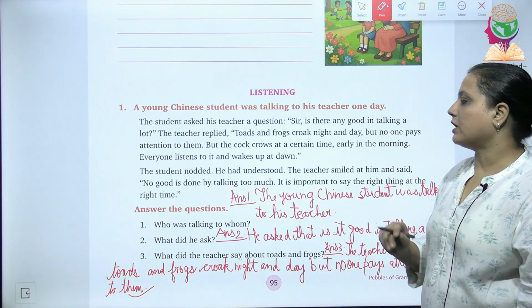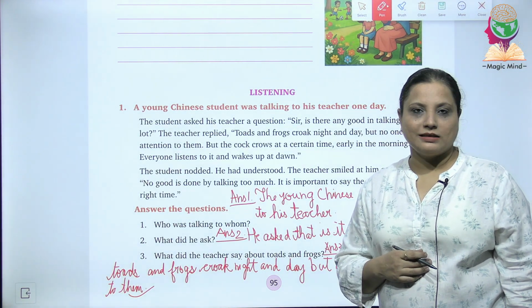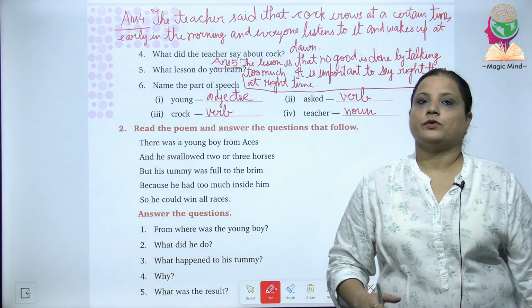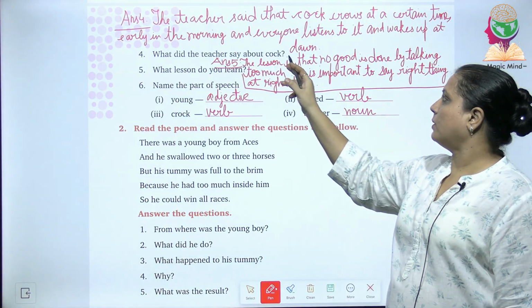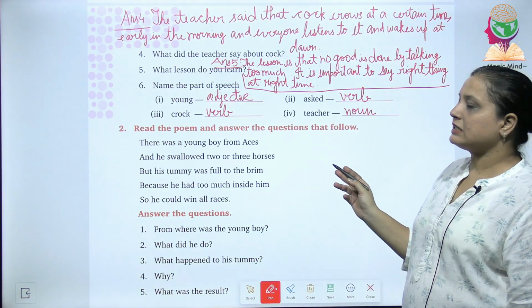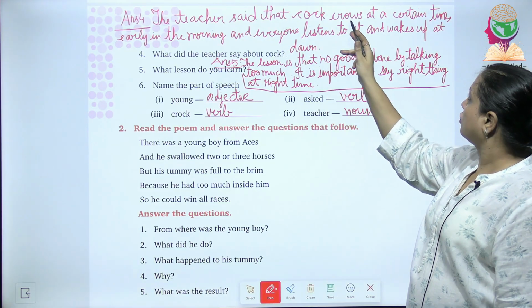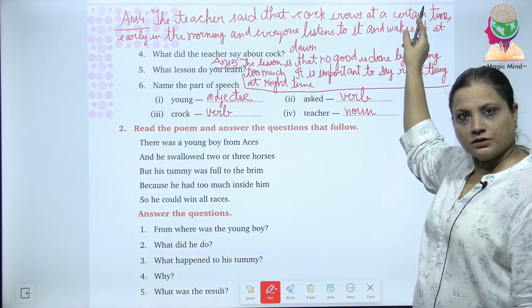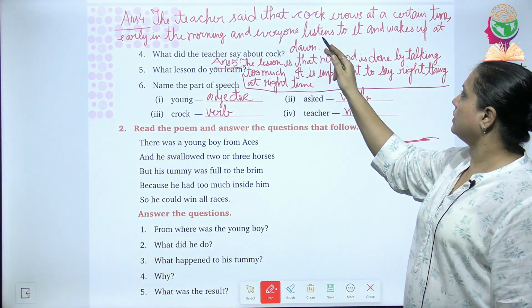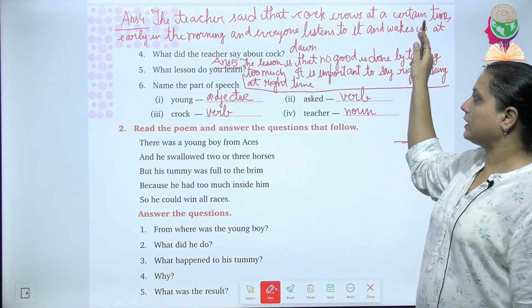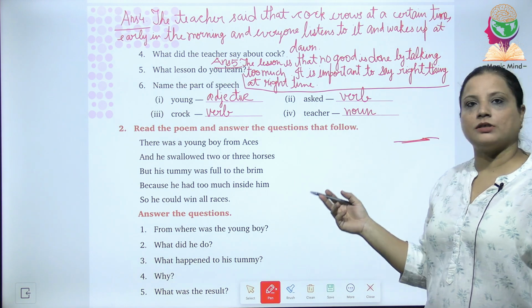And these are the answers for the questions given on this page. Let's now move to the next page. Then the next question given on this page, that is the fourth question. What did the teacher say about the cock? And the answer for this question is, the teacher said that the cock crows at a certain time early in the morning and everyone listens to it and wakes up at the dawn. So this is the answer for question number 4.